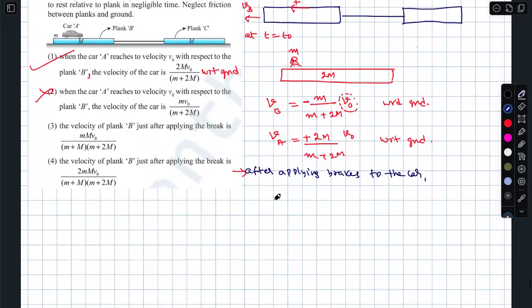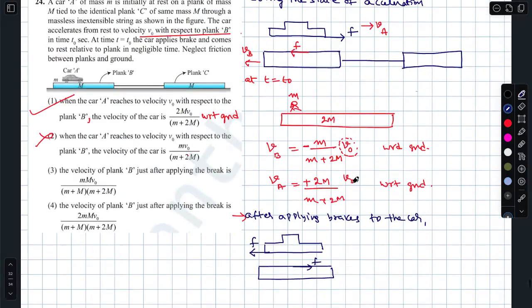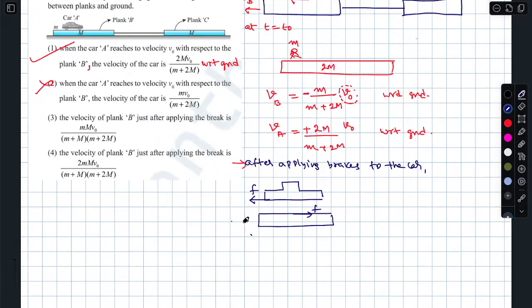Okay, again I'm drawing the free body diagrams. Now, friction acts in this direction. On the plank, friction becomes forwards. Yes or no? Previously it was backward. At that time, this was the direction of motion. Now, what happens here?